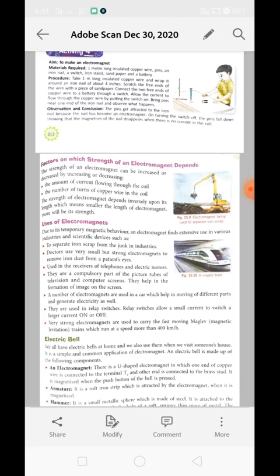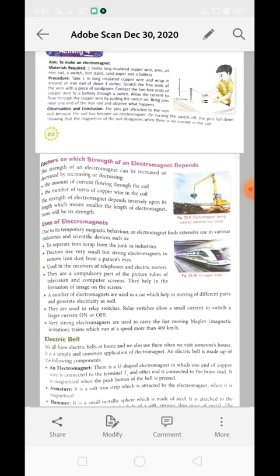Next, they are a compulsory part of the picture tube of television and computer screen. They help in the formation of image on the screen. Next, a number of electromagnets are used in a car which help in moving different parts and generate electricity as well.